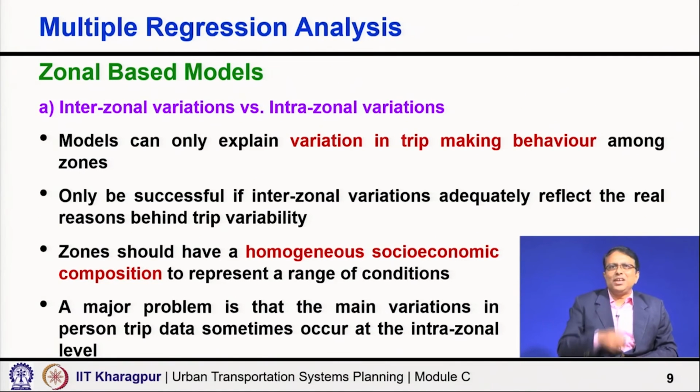So we say the model can only explain variation in trip making behavior among zones. It can only be successful if the interzonal variations adequately reflect the real variability in trip making behavior, and for that reason it would be ideal if the zones are as homogeneous as possible in every characteristic. And what we sometimes find to be a major problem is that the main variation in the observed trip data occurs at the intrazonal level. The variation is more within zones rather than between zones.